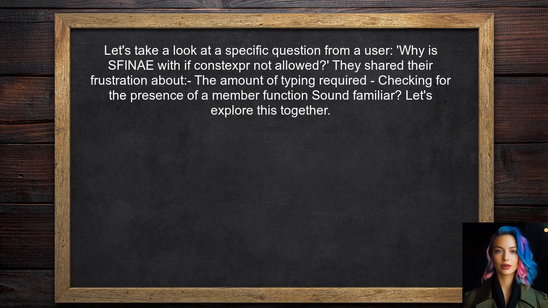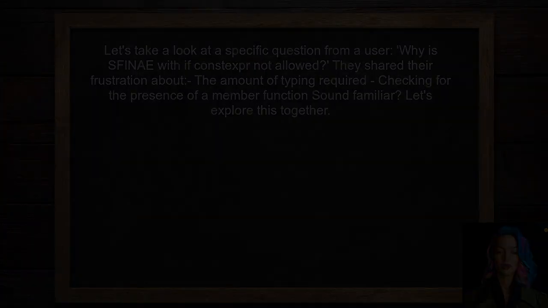Let's take a look at a specific question from a user. Why is SFINAE with if constexpr not allowed? They shared their frustration about the amount of typing required to check for the presence of a member function in a type. Sound familiar? Let's explore this together.